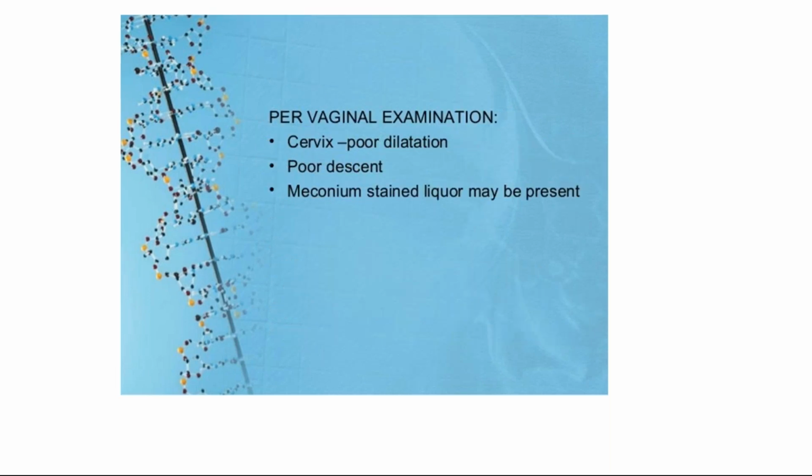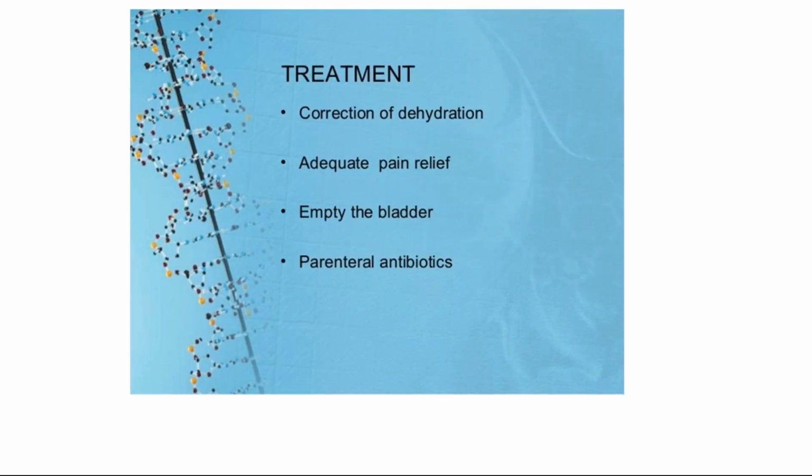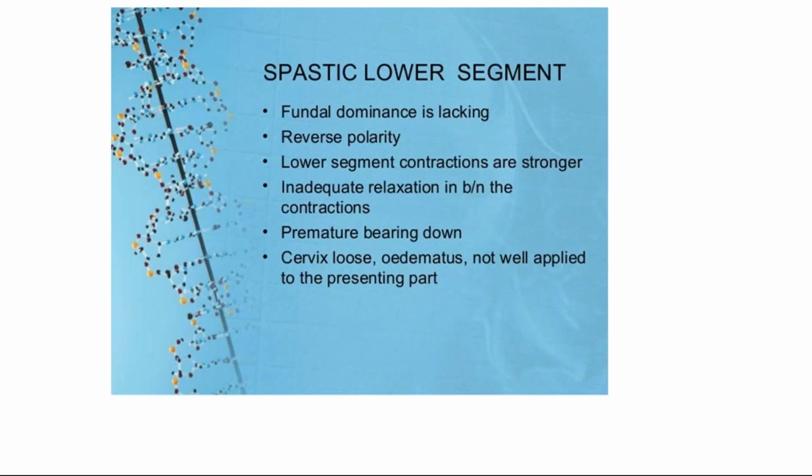Then on examination you will see the cervix is not dilating properly and descent is not proper. That you can make out even when you are plotting a partogram, and evidence of fetal hypoxia in the form of meconium staining of the liquor may be present. So treatment, again, is correction of dehydration, adequate pain relief, emptying the bladder, and parenteral antibiotics. Then if necessary, you have to even do a cesarean section for these patients. Then comes the spastic lower uterine segment, where there is diminished, disturbed polarity, right? Incoordinate uterine action, spastic lower uterine segment and all.